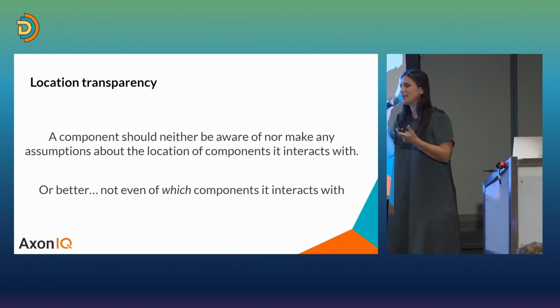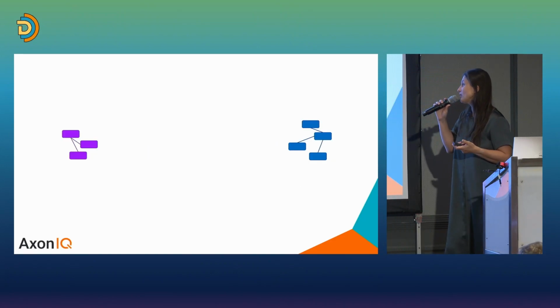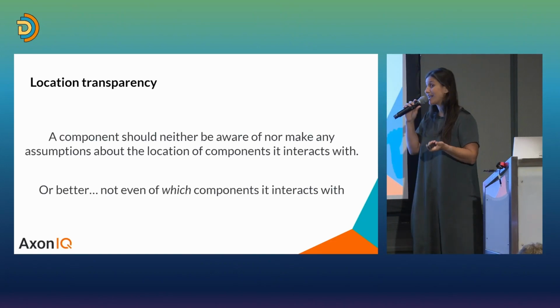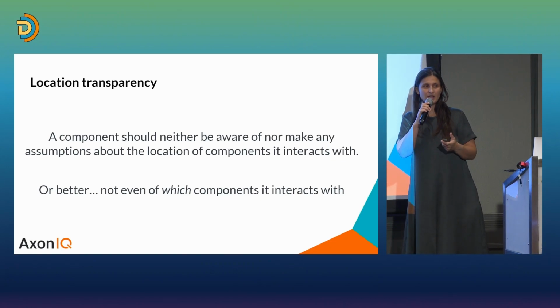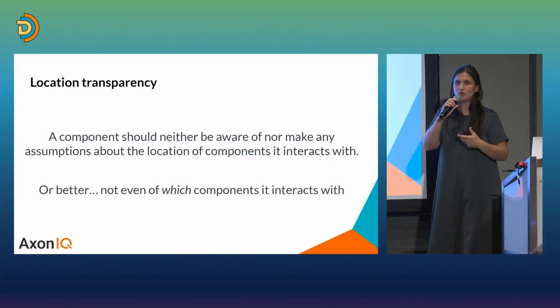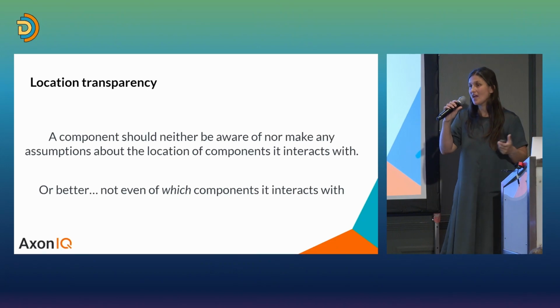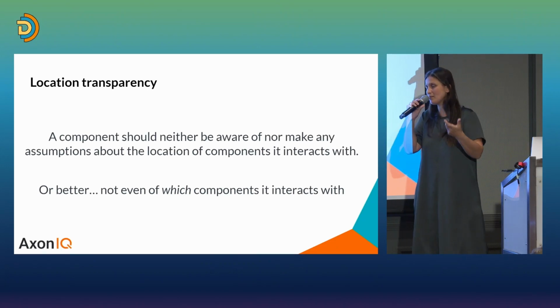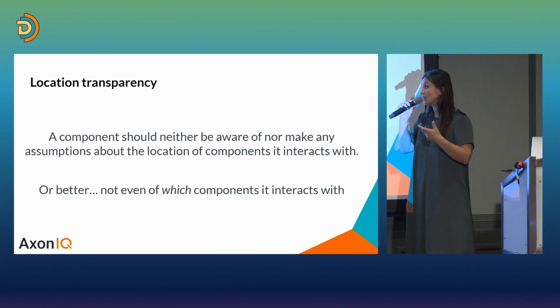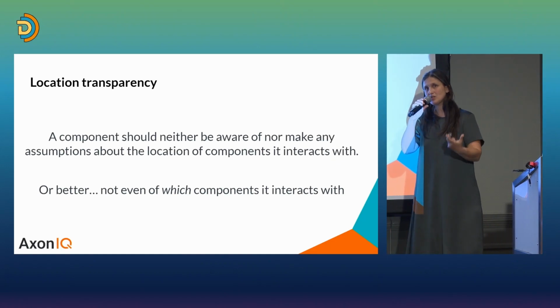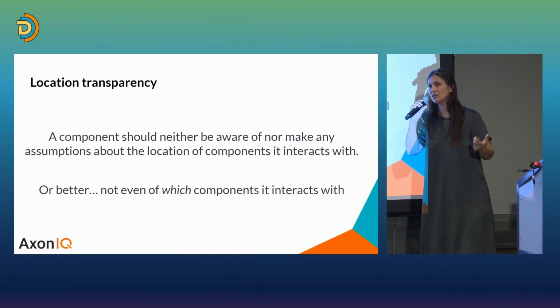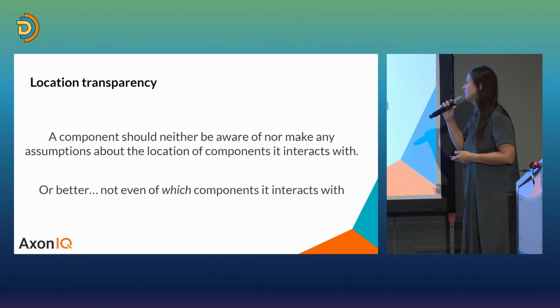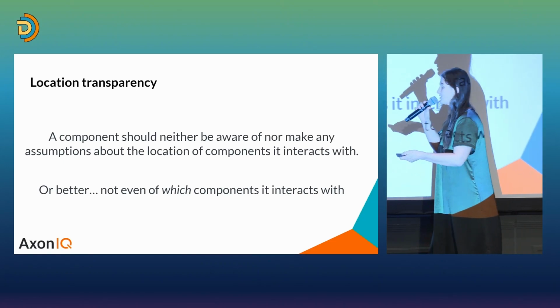So what can it do? A component can express its needs to the rest of the world by sending commands. It can also express facts, for example something that happened, by sending events. But it is not aware of who is interested in these commands, events, and queries. So let's see how it is in practice.